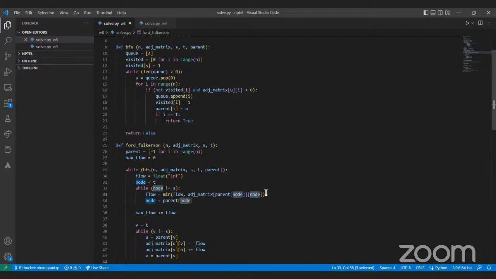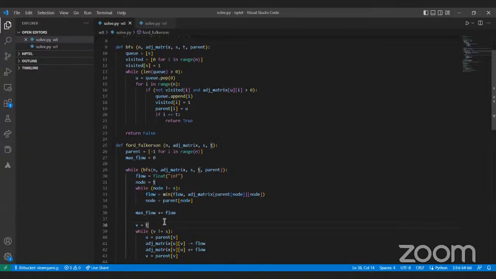And similarly, in the second iteration, it will check the capacity of the edge which goes from vertex 1 to vertex 2. Whichever edge has the minimum capacity, that flow will be saved in the variable flow. And this will be our bottleneck capacity of that particular augmenting path. And now we'll update the flow value with that bottleneck capacity.